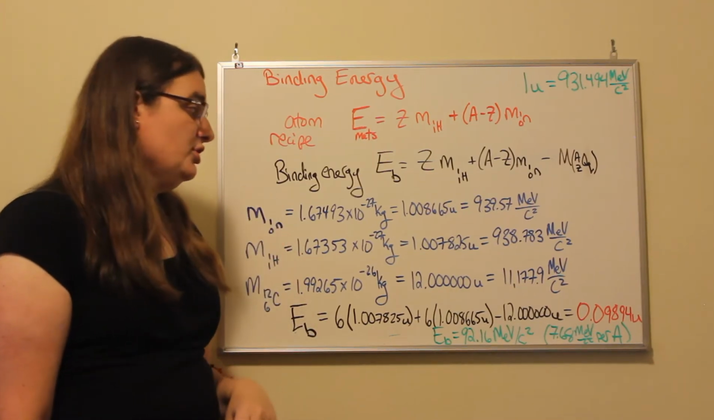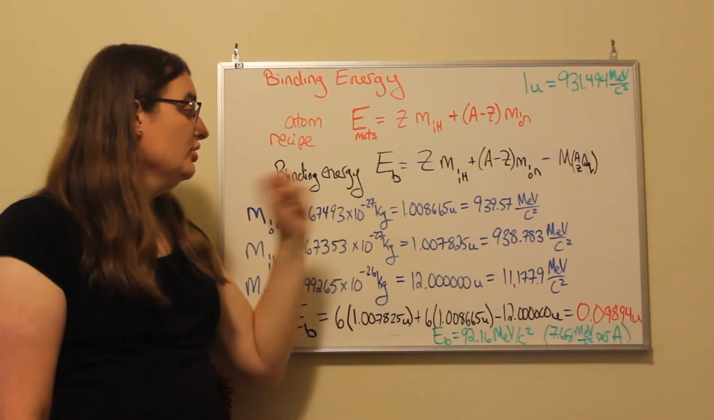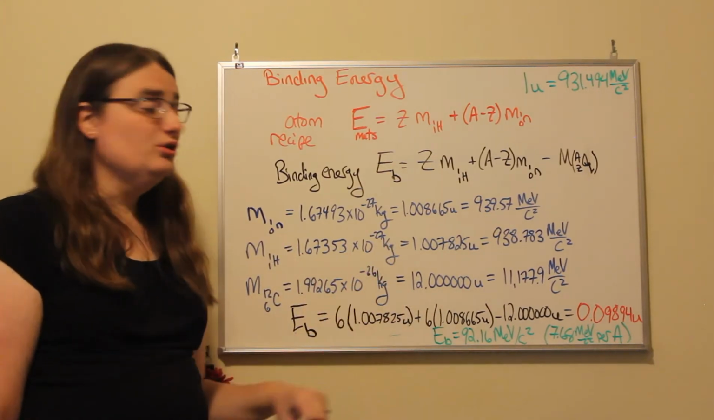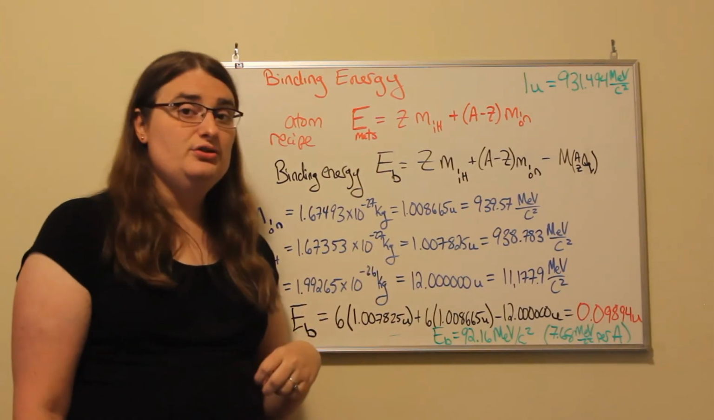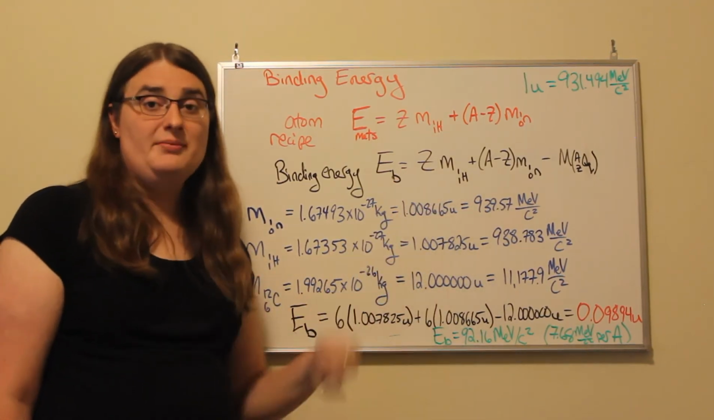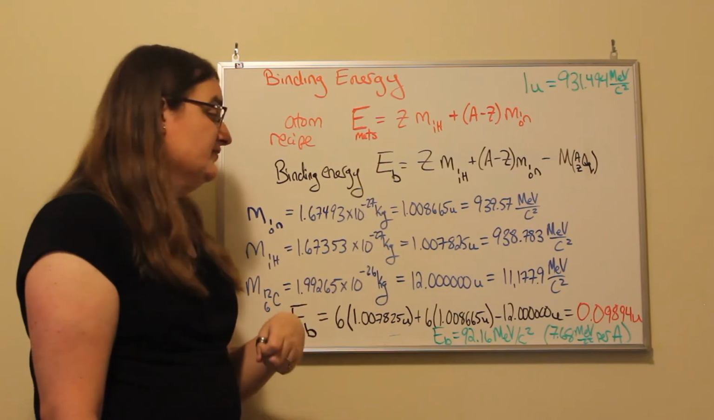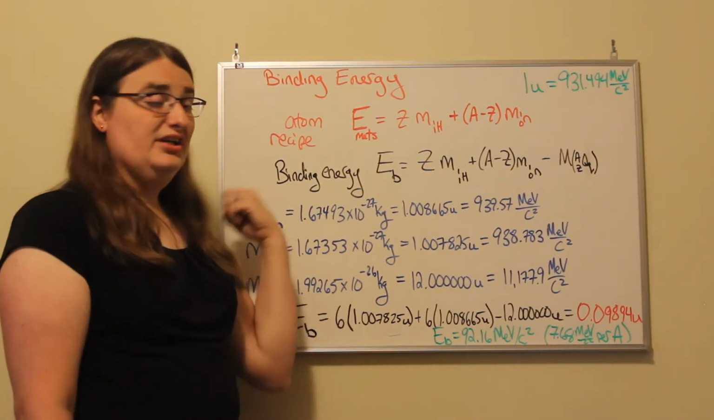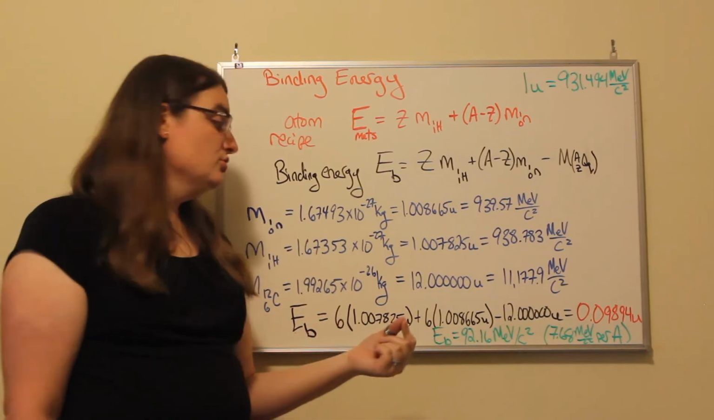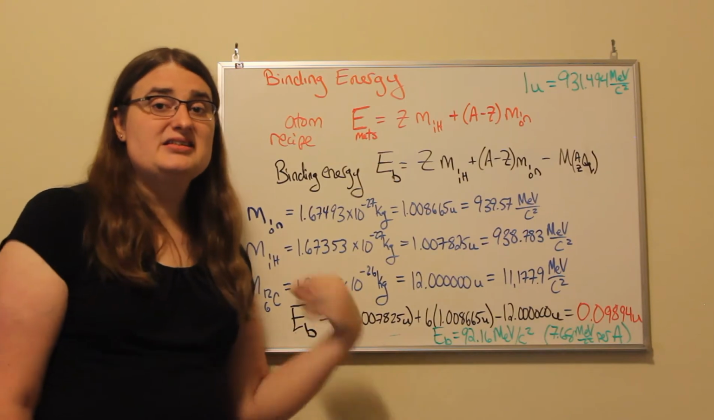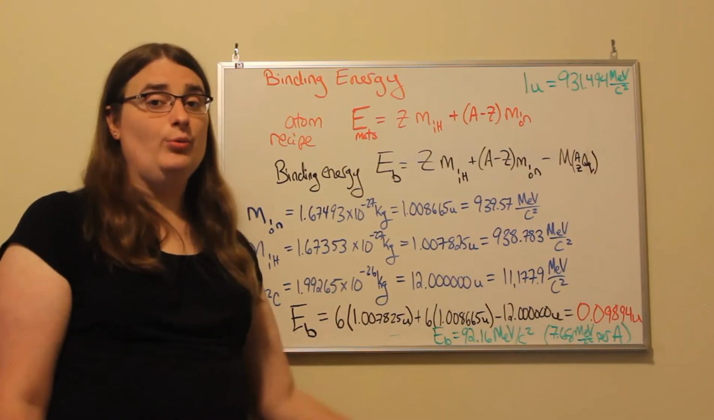So for a neutron, in atomic mass units, we have 1.008665 AMU for the mass of a neutron, and 1.007825 atomic mass units for the mass of a hydrogen atom. So carbon-12 has 6 protons, 6 neutrons, and it has a mass in atomic mass units of exactly 12.